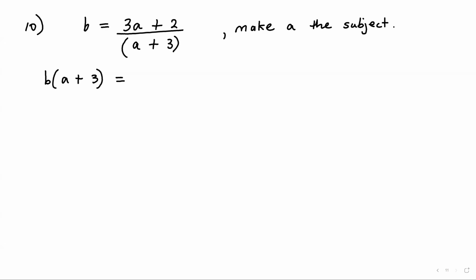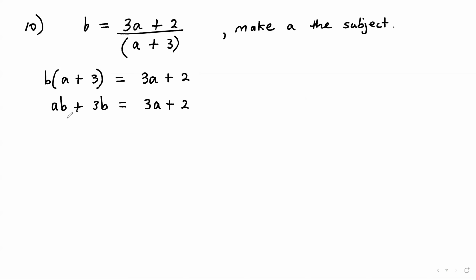So b by a plus 3 is equal to 3a plus 2. Then I remove these brackets so that I could get a outside of the brackets. So b times a is ab or ba, and b times 3 is 3b. That's equal to 3a plus 2. Now I group all my like terms to one side. So I'll group all my terms with a. I'll keep ab on this side. This is plus 3a on the right-hand side, so move it to the left-hand side.